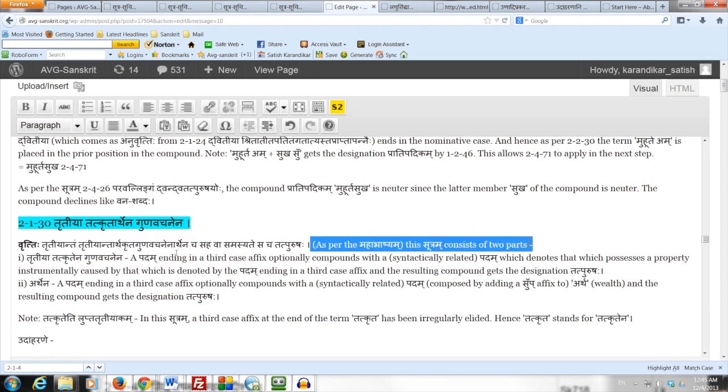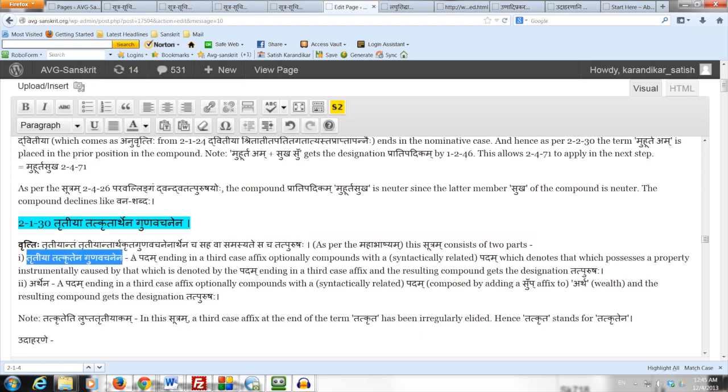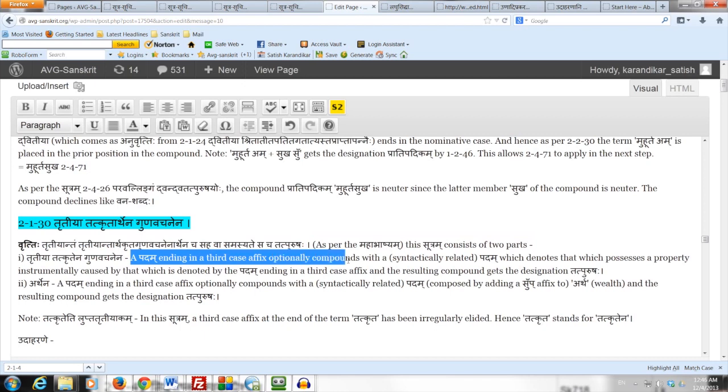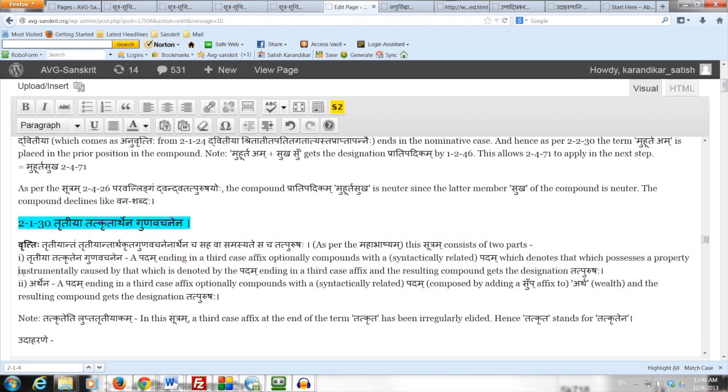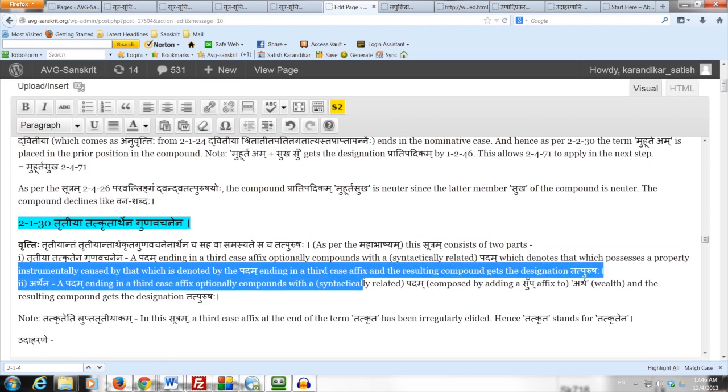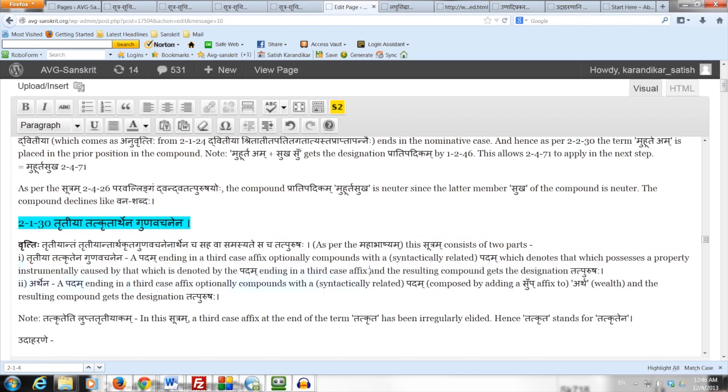First part is Tritiya Tatkritena Gunavachanena, which means a padam ending in a third case affix optionally compounds with a syntactically related padam which denotes that which possesses a property instrumentally caused by that which is denoted by the padam ending in a third case affix, and the resulting compound gets the designation Tatpurushaha.